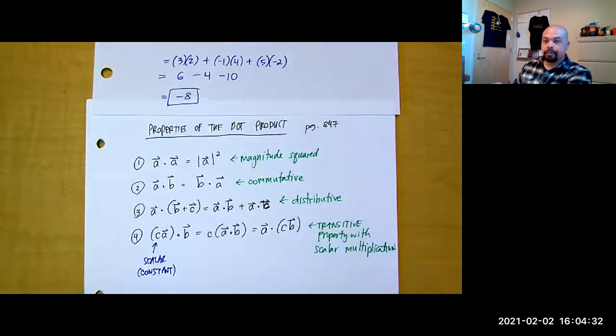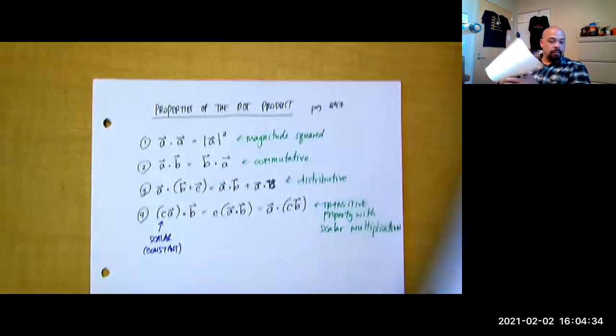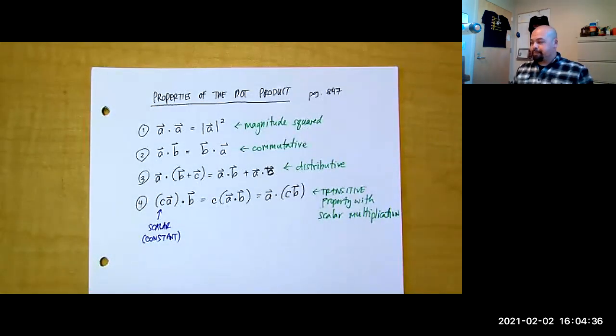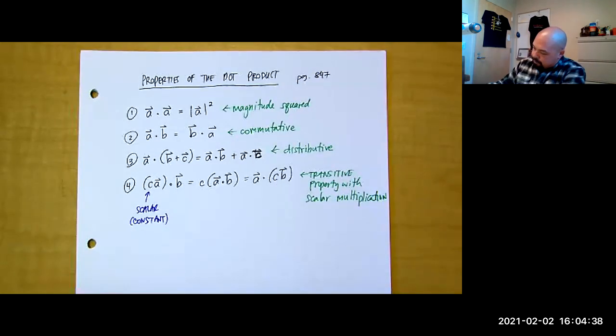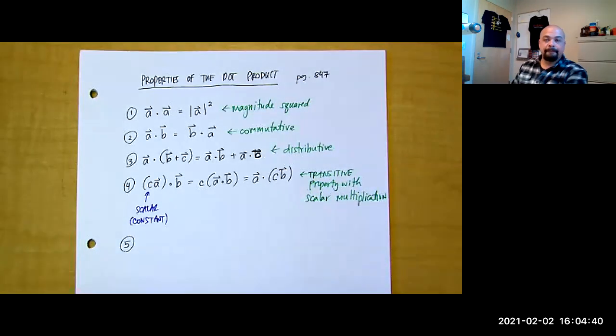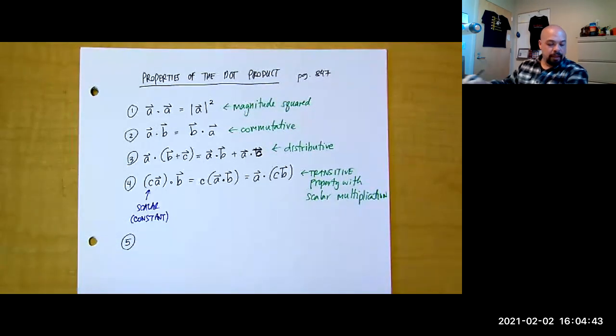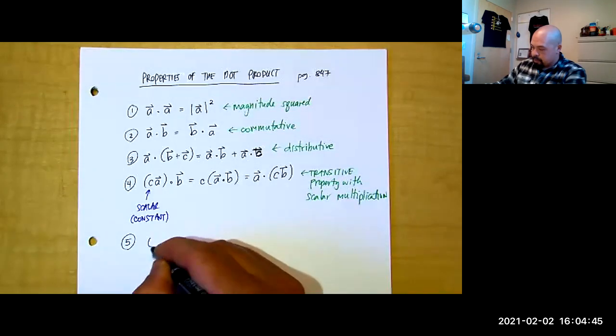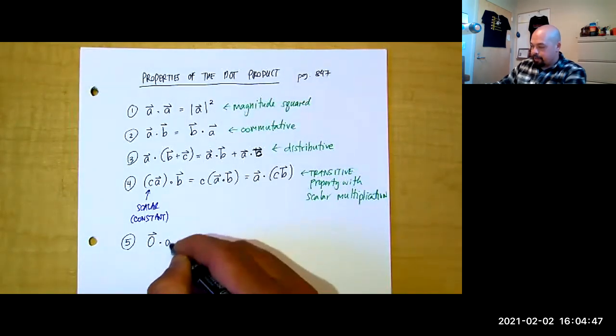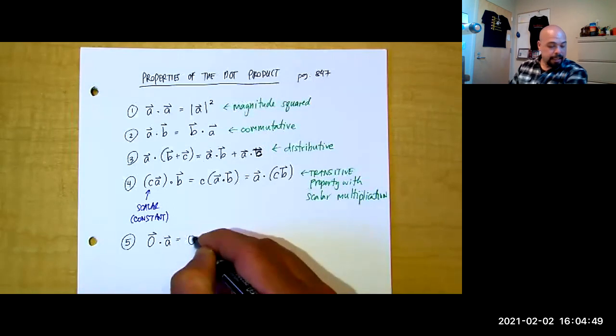Okay. And then lastly, if we have the zero vector, that's going to be 0.